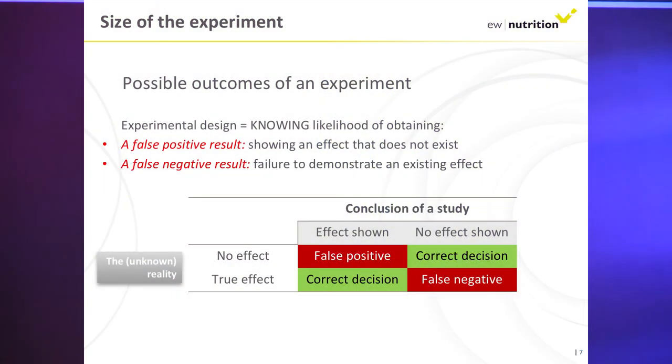Before I talk about the size of an experiment, I want to quickly review with you the different outcomes of an experiment. Experimental design is about knowing the likelihood of obtaining a false positive result, which is often referred to as a type 1 error. It relates to the p-value that you see in papers. In scientific papers, we often want 95% certainty, so the p should be lower than 5%, the uncertainty should be lower than 5%.